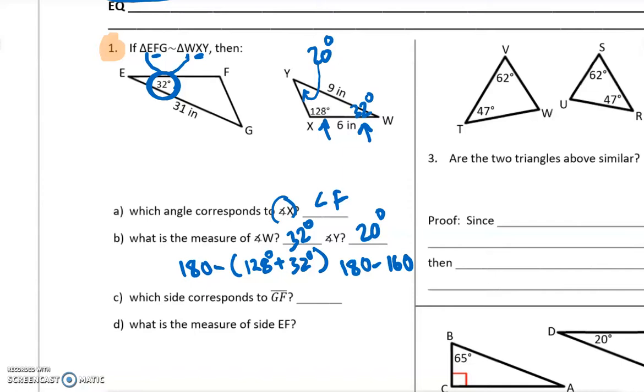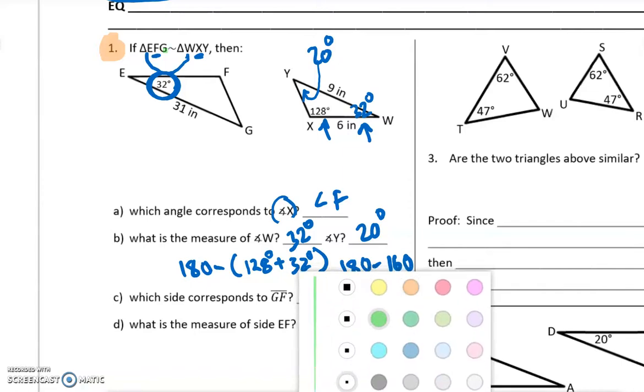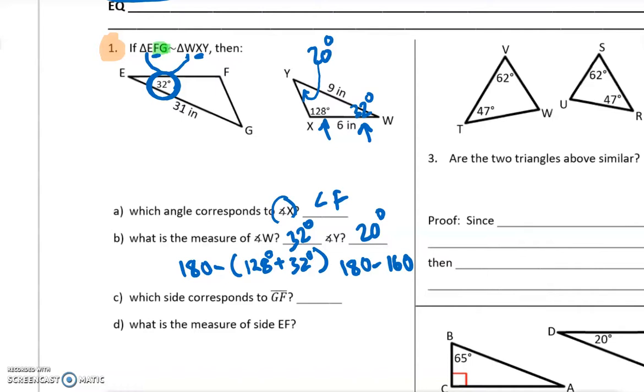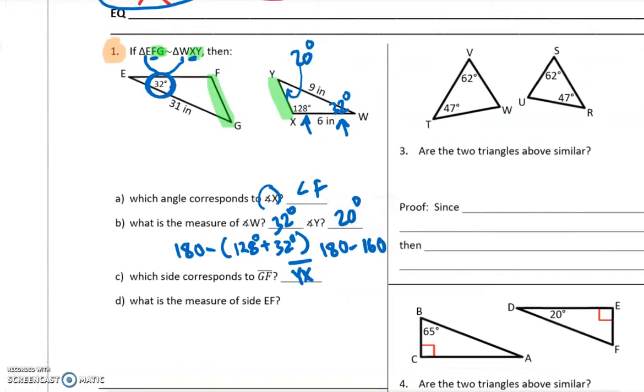Next, question C asks which side corresponds to GF? Again, we can just use the similarity statement. I can see that GF and YX are going to correspond with one another. So that's going to be my answer there. Side YX does.